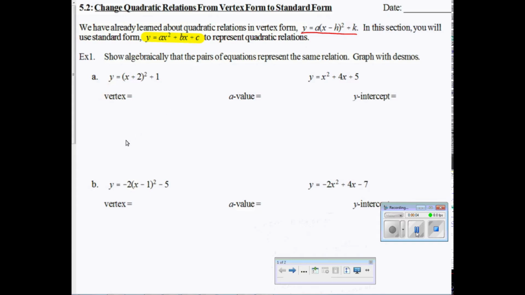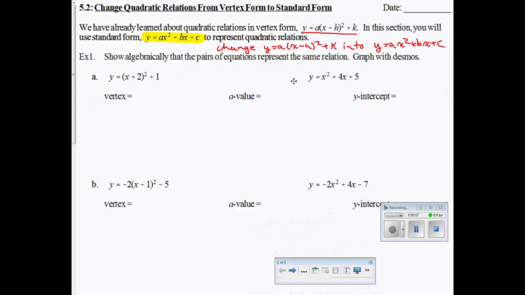Okay, now this question here asks us to show algebraically that y is equal to a(x minus h) squared plus k is the same as some equation that's in yellow, right? So when we're doing this, to change it into this, it means we're going to talk about expansion, okay? So we're literally going to change these equations into those standard equations. So we're going to expand it. So for this problem, we need to expand.